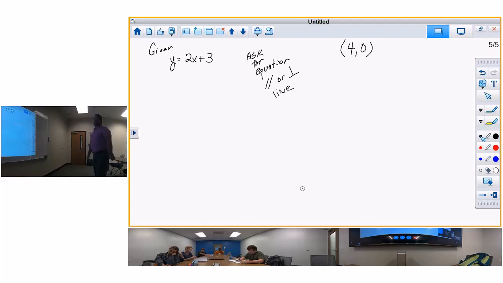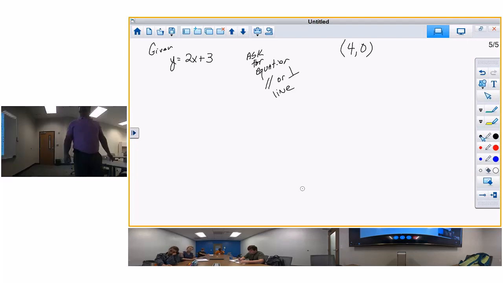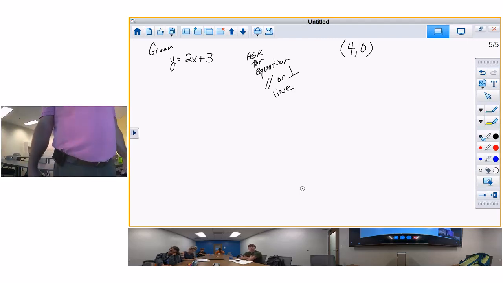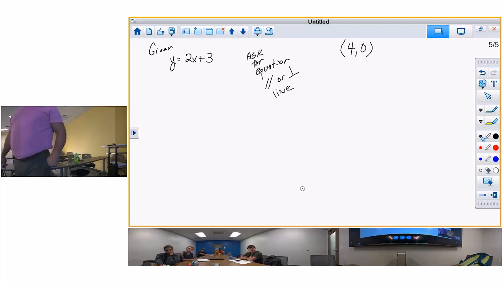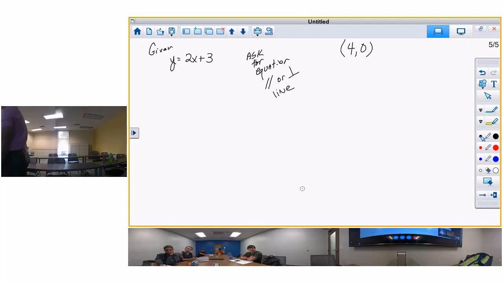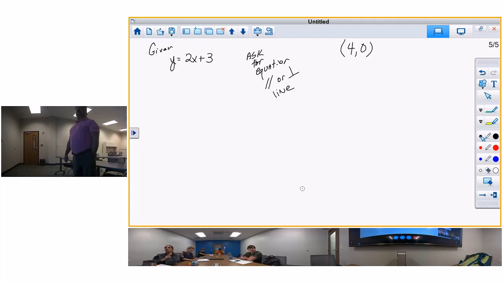They're going to say, given the equation y is equal to 2x plus 3, find the equation of the line that's parallel to this line and goes through the point 4, 0. And then they're going to say another one, given the equation y is equal to 2x plus 3, find the equation for the perpendicular line that goes through 4 and 0.